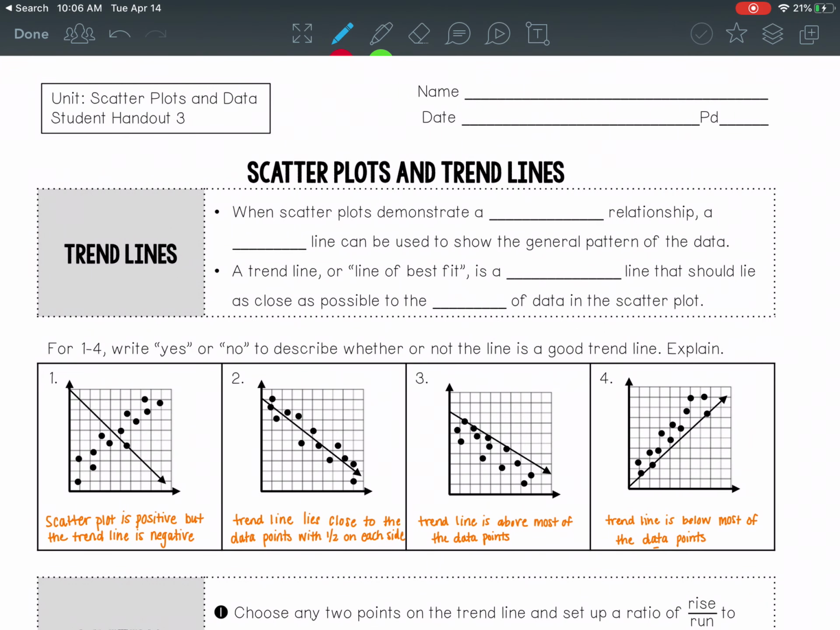All right, welcome back. So this is week 2 of our scatter plots. Last week we covered a lot of information, so hopefully you can construct a scatter plot, and then you can look at the patterns, see if it's positive, negative, no association, is it linear or nonlinear, is it a strong or a weak association. So we covered all that last week. This week we're going to cover trend lines.